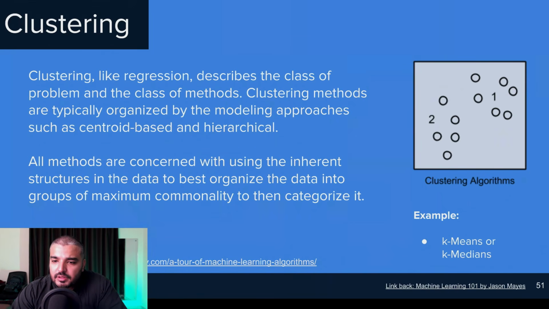Then we have clustering algorithms. The common ones are k-means or k-medians. Again, you start from some sort of distance algorithm first. You make sure that a particular data point helps you build a kind of region or cluster. So that's the common case here. Clustering methods are typically organized by modeling approaches such as centroid-based or hierarchical. All methods are concerned with using inherent structures and maximum commonality to categorize data points.